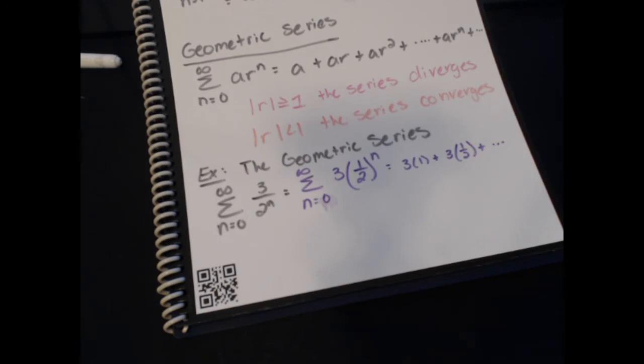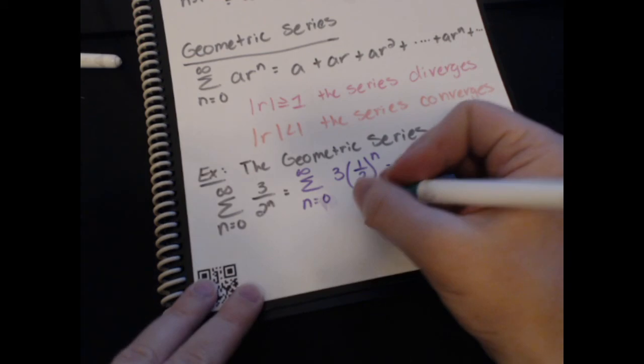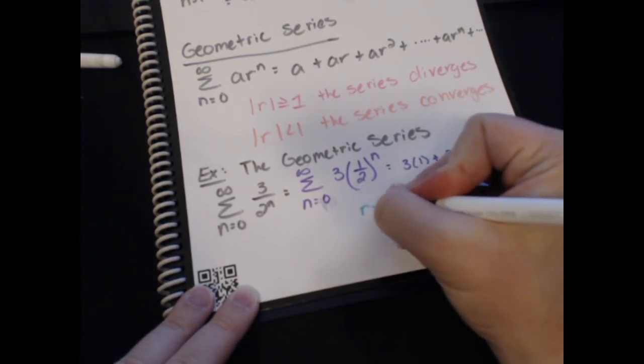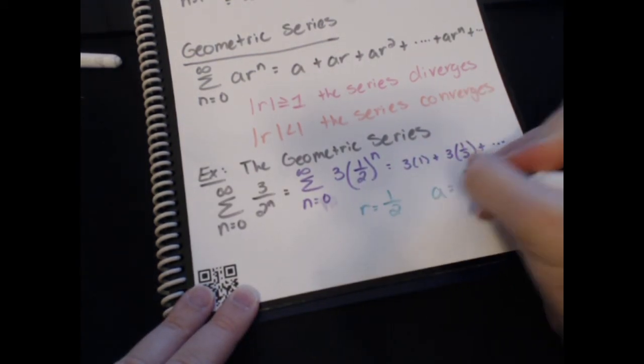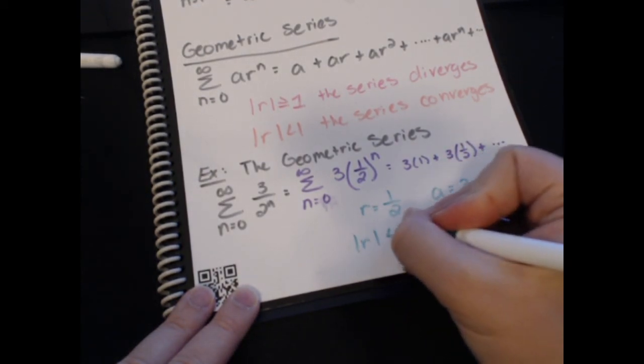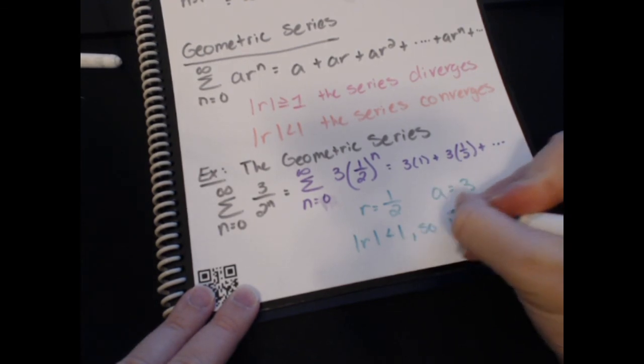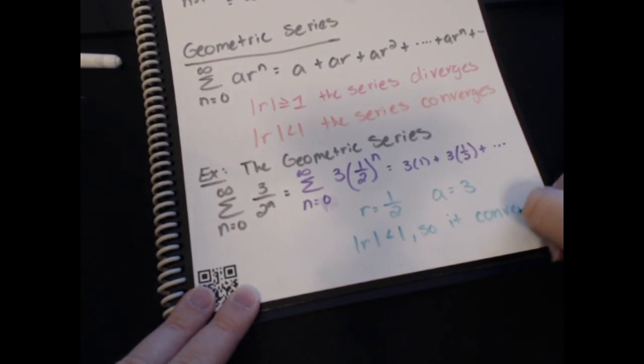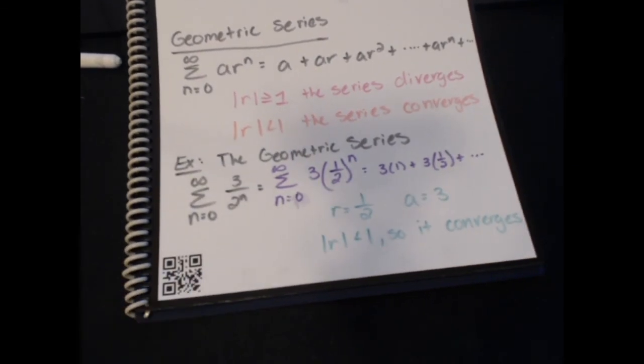All right, and so you could write out the different things about it. We know r is equal to 1/2, and we know a is equal to 3, but the absolute value of r is less than 1, so it converges. Ooh, this is easier. Yeah, you're not having to do a lot of work here. You're literally just looking at r, saying what it is, and then moving on. Are we okay with that?